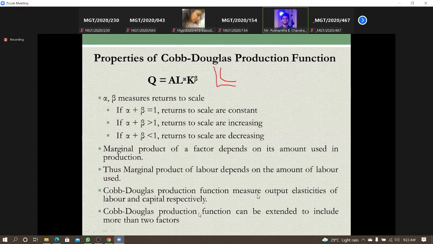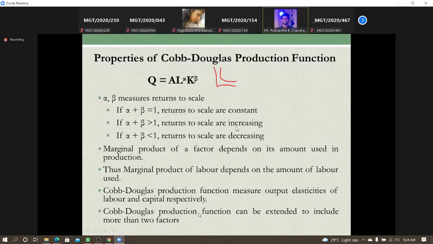Cobb-Douglas production function measures output elasticities of labor and capital respectively, and that is what is denoted by efficiency. Cobb-Douglas production function can be extended to include more than 2 factors. That is why we have A here. So we can take another input here, and we can denote its efficiency here also. So the Cobb-Douglas production function can be expanded.